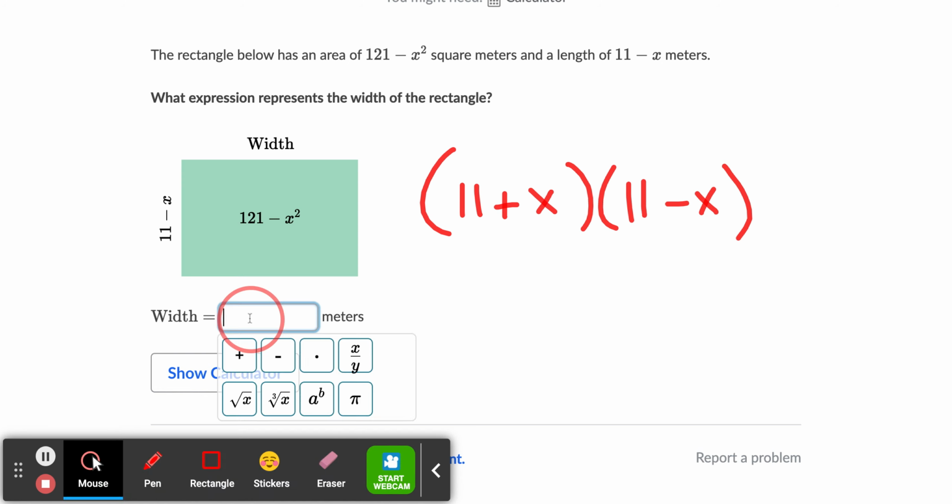So read the question carefully. They may not always ask you to factor the whole thing. This one's asking for the missing piece.